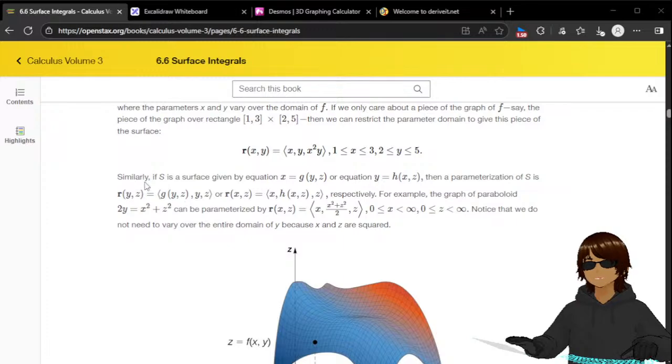Similarly, if S is a surface given by the equation x equals g(y,z), or the equation y equals h(x,z), then a parameterization of S is r(y,z) or r(x,z) respectively. For example, the graph of the paraboloid 2y equals x squared plus z squared can be parameterized by r(x,z). Notice that we do not need to vary over the entire domain of f because x and z are squared.